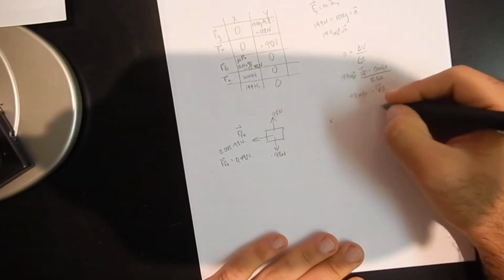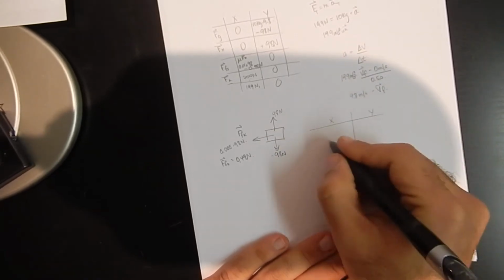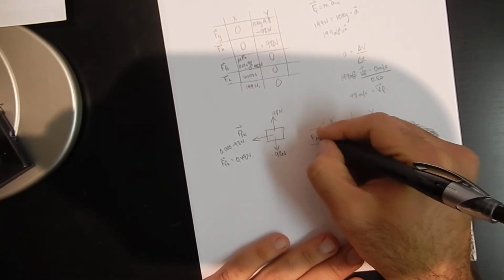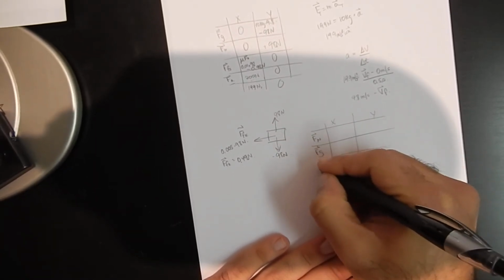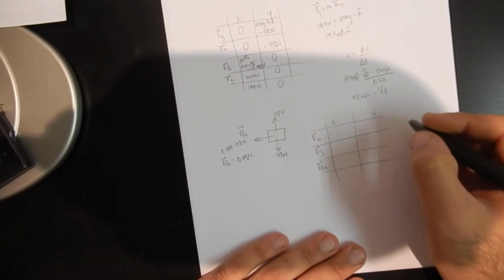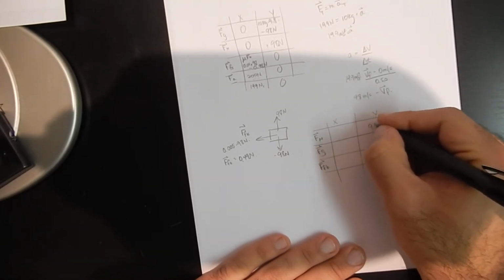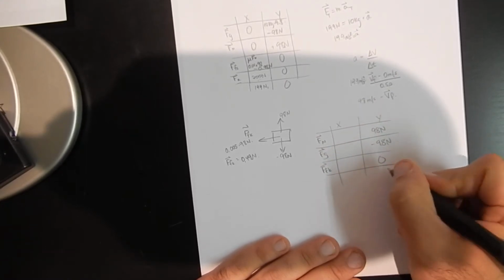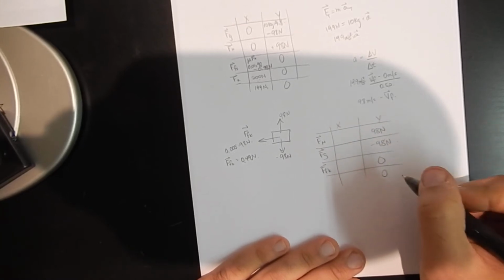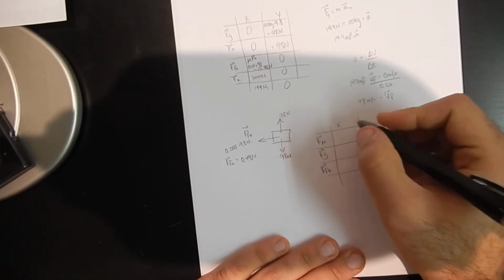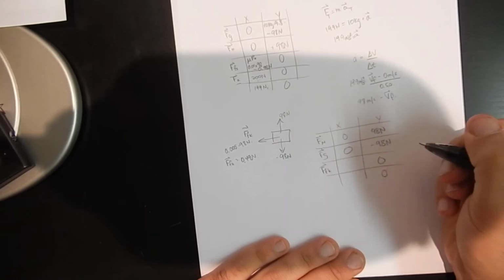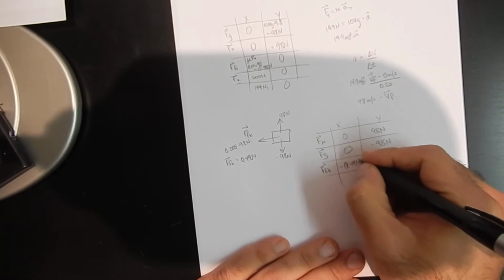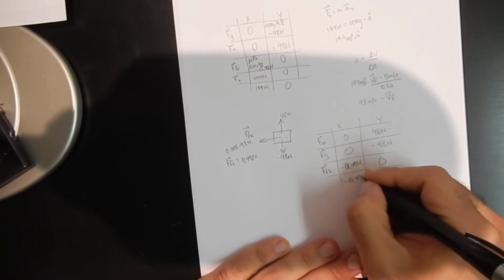If I wanted to do an x and y for this, just so that everyone's comfortable, so I have the force of the normal, force of gravity, the force of friction. And the force of normal is 98 newtons. Gravity is negative 98 newtons. Friction has no y component, and my overall has no y component. Normal force has no x component, gravitational force has no x component, and the force of friction has a negative 0.49 newtons, which gives me a total of 0.49 newtons.